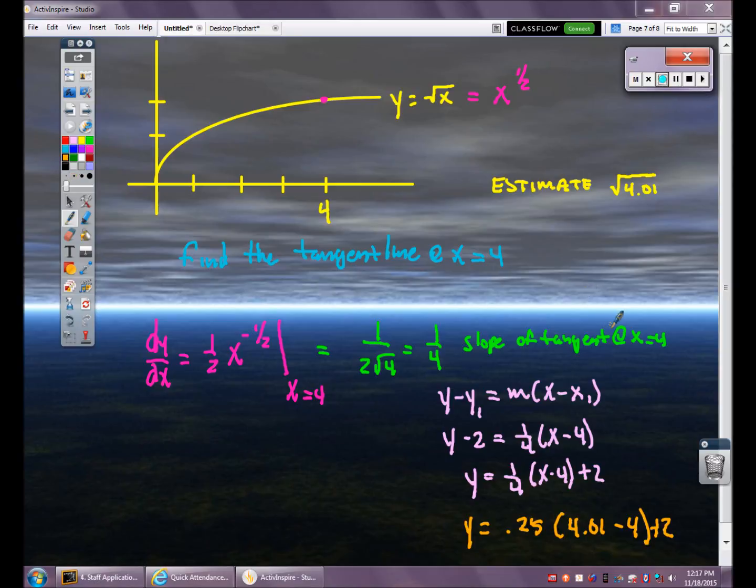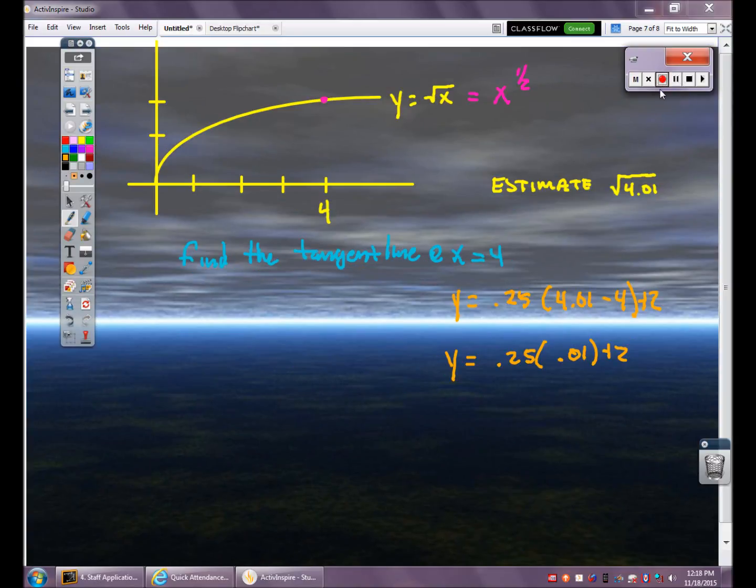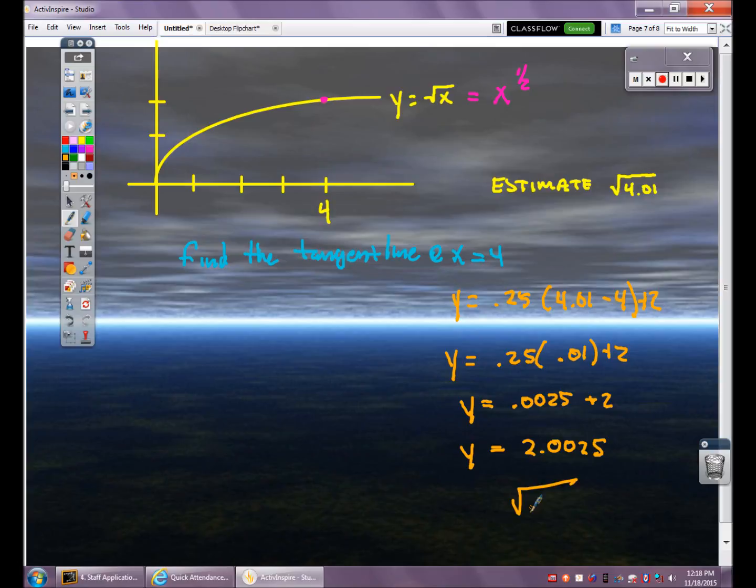I'm going to go ahead and plug in 4.01 for x. 1/4 is 0.25, and then I'm just going to simplify this equation. 4.01 minus 4 is 0.01. Then multiply that by 0.25 and add 2. And you'll get an answer of 2.0025. This estimates the square root of 4.01 without a calculator.